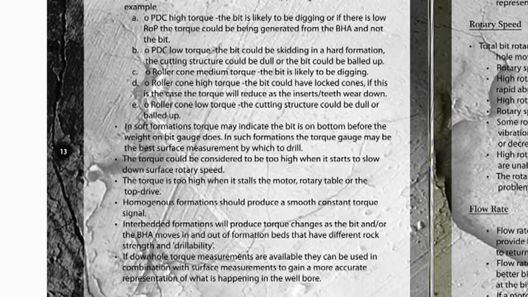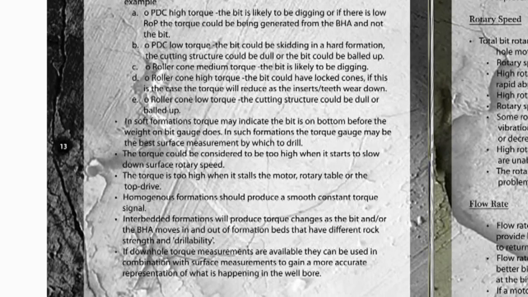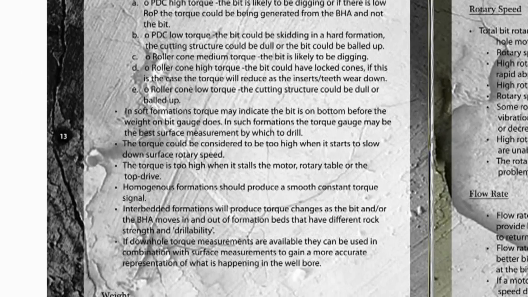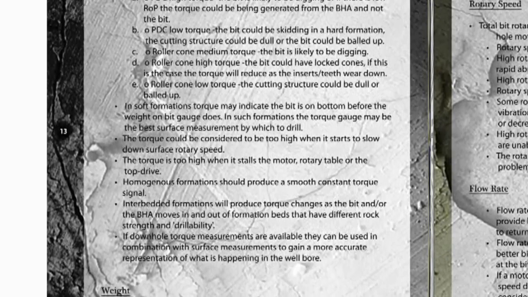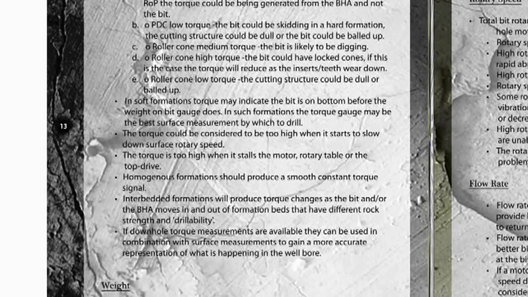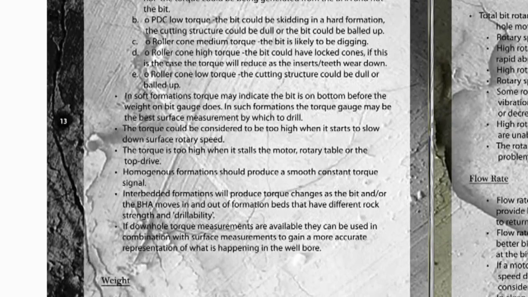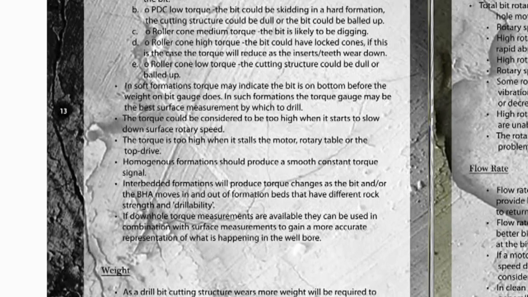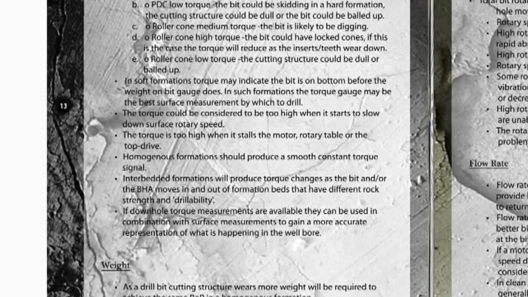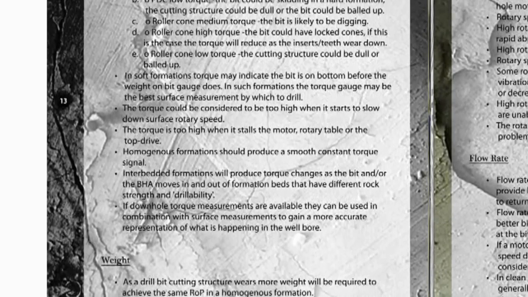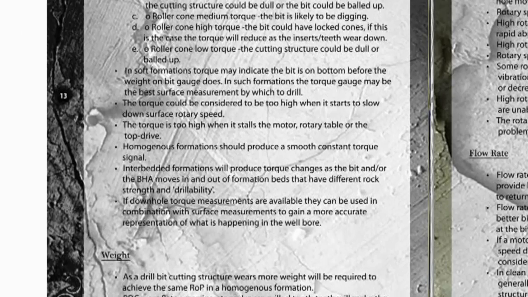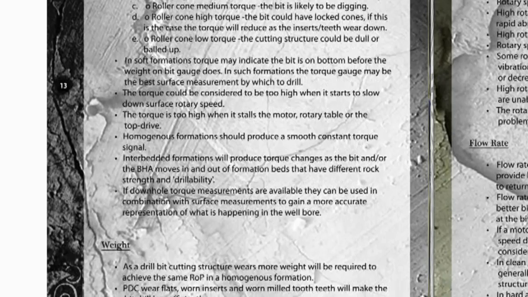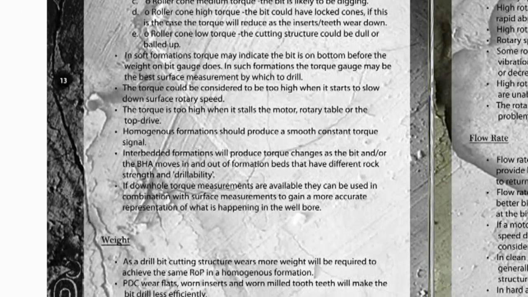The torque could be considered to be too high when it starts to slow down surface rotary speed. The torque is too high when it stalls the motor, rotary table, or the top drive. Homogeneous formations should produce a smooth, constant torque signal. Interbedded formations will provide torque changes as the bit and/or the BHA moves in and out of formation beds that have different rock strength and drillability. If downhole torque measurements are available, they can be used in combination with surface measurements to gain a more accurate representation of what is happening in the well bore.